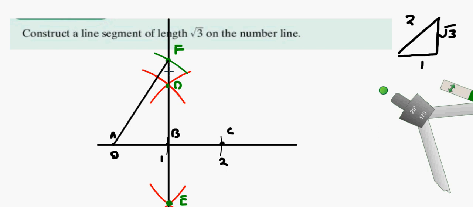A to F is 2. What's the length of A to B? 1. A to B is 1. Therefore, what's the length of B to F? Root 3. Is everybody happy that B to F is root 3?